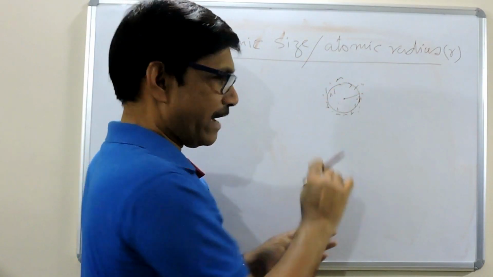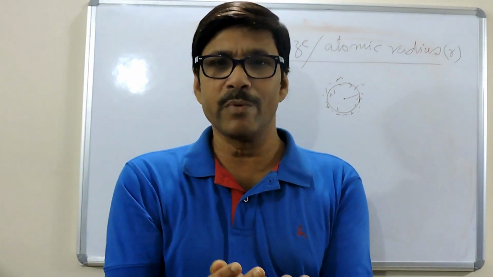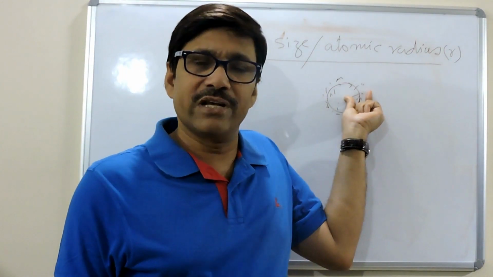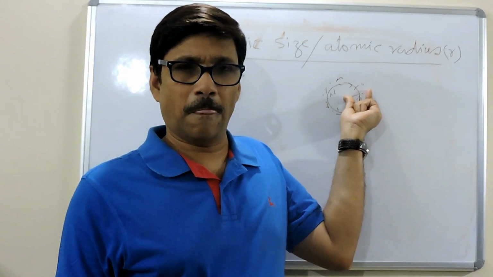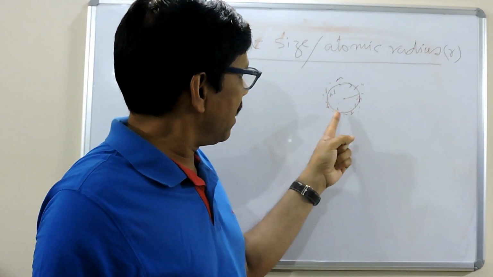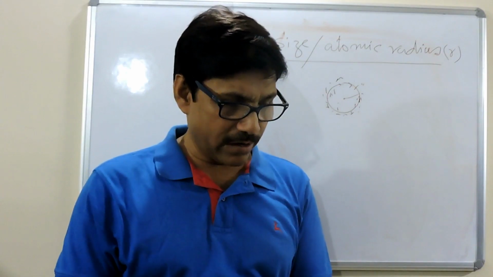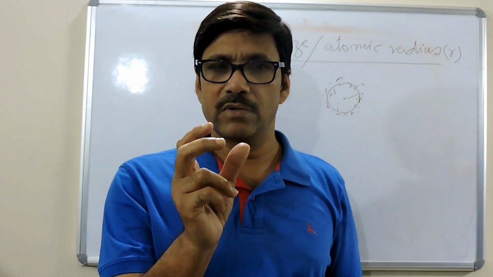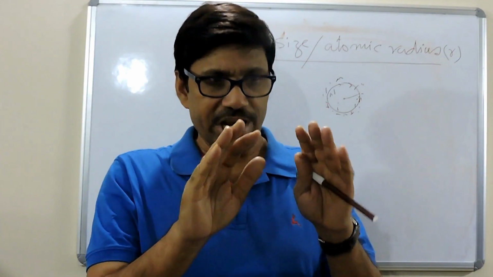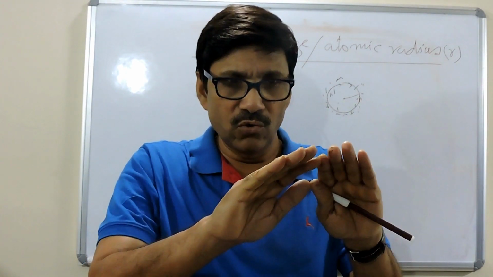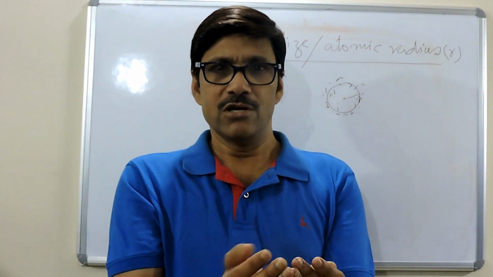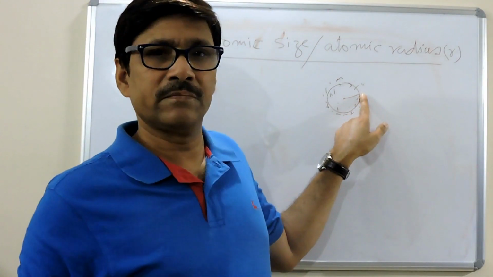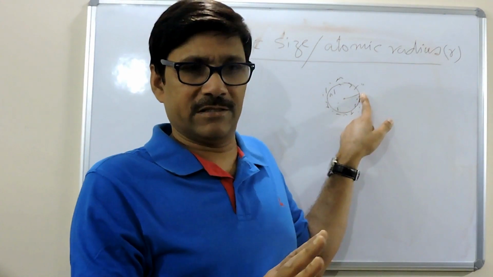So we don't have a sharp boundary surface, so that we can find out the distance of the last shell from the nucleus. Because electrons are diffused in the form of a cloud. If you take a piece of cotton and roll it to give a spherical shape, you will see that it has no sharp boundary surface. So it is very difficult to find out the exact distance of the last shell from the nucleus.